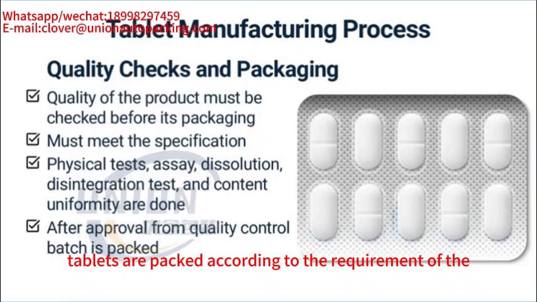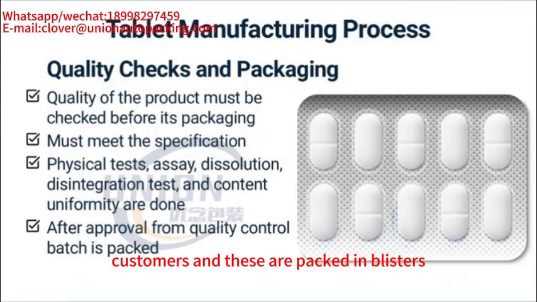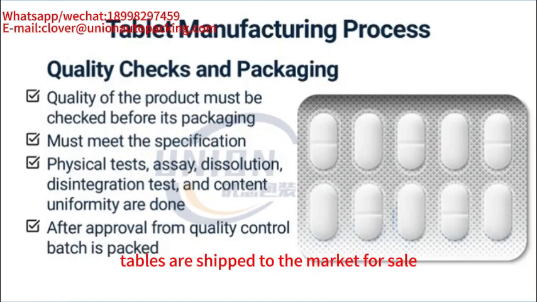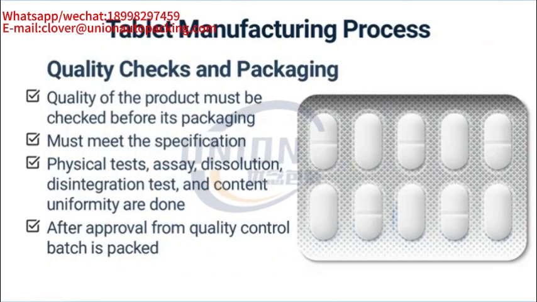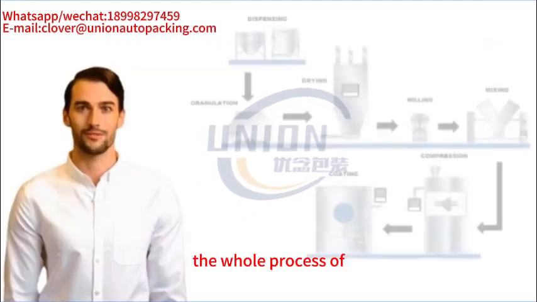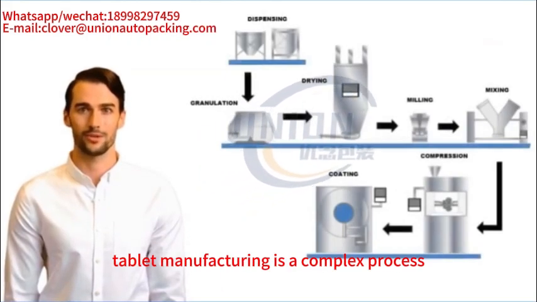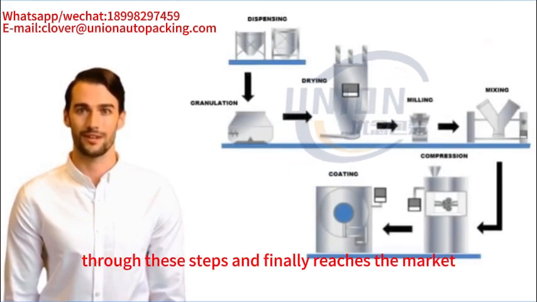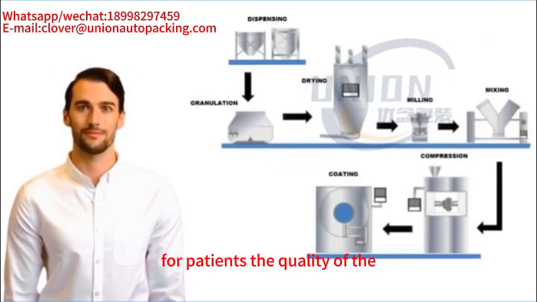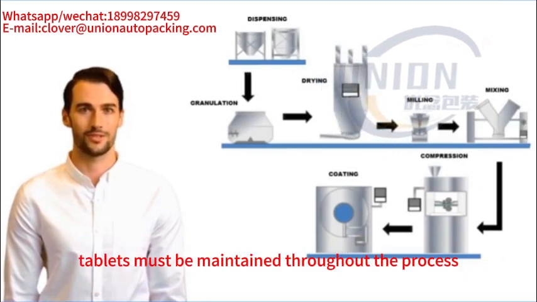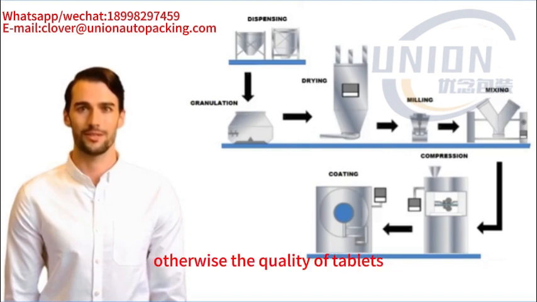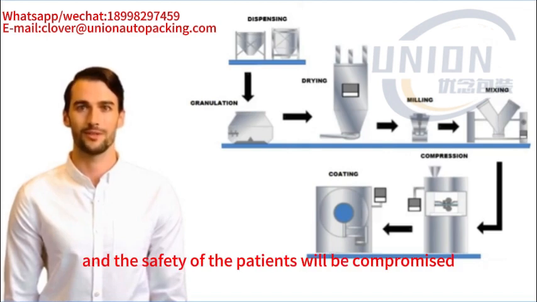Tablets are packed according to the requirement of the customers, and these are packed in blisters, strips, or in bottles. After proper packaging, tablets are shipped to the market for sale. The whole process of tablet manufacturing is a complex process and has different stages. Every tablet passes through these steps and finally reaches the market for patients. The quality of the tablets must be maintained throughout the process. All steps must be followed strictly, otherwise the quality of tablets and the safety of the patients will be compromised.